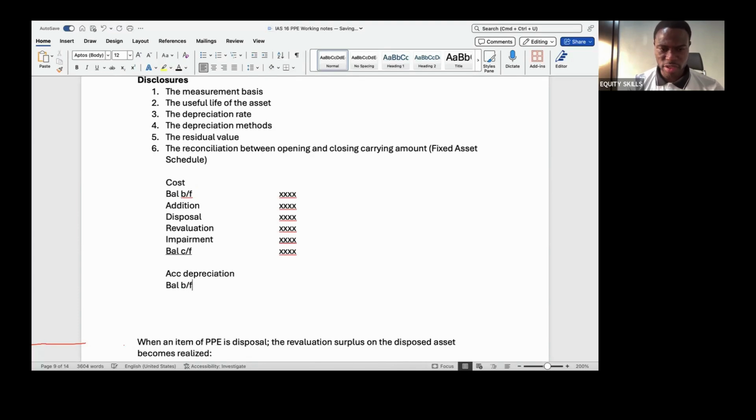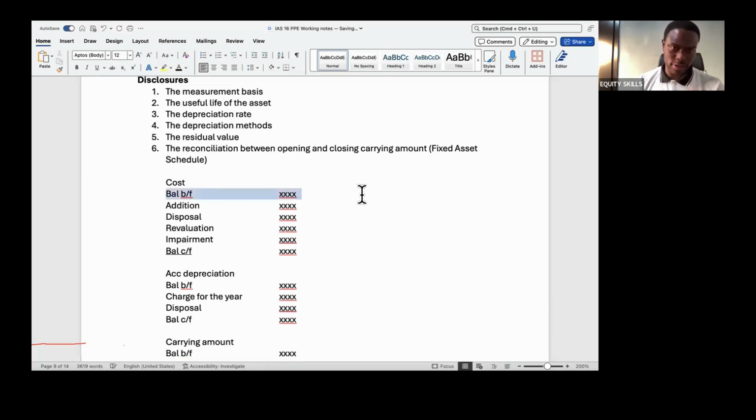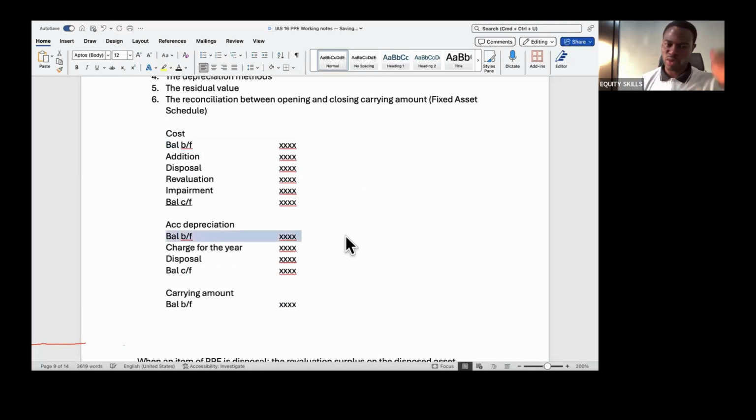We'll have balance brought forward. We'll have charge for the year, meaning your depreciation charge for the year. We'll have depreciation on the asset disposed. Then balance carried forward. Then you have carrying amounts. For your carrying amount also, you have balance brought forward, which is basically these costs, opening, minus the opening accumulated depreciation.